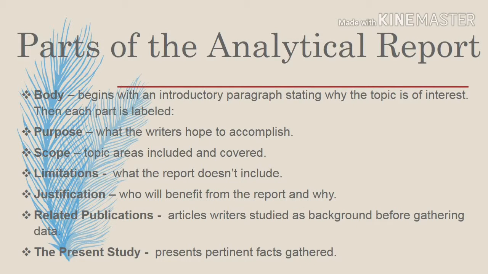Parts of the analytical report. The body begins with an introductory paragraph stating why the topic is of interest. Then it includes the purpose, what the writer hoped to accomplish; scope, topic areas included and covered; limitations, what the report doesn't include; and justification. These are the parts of the body of an analytical report.